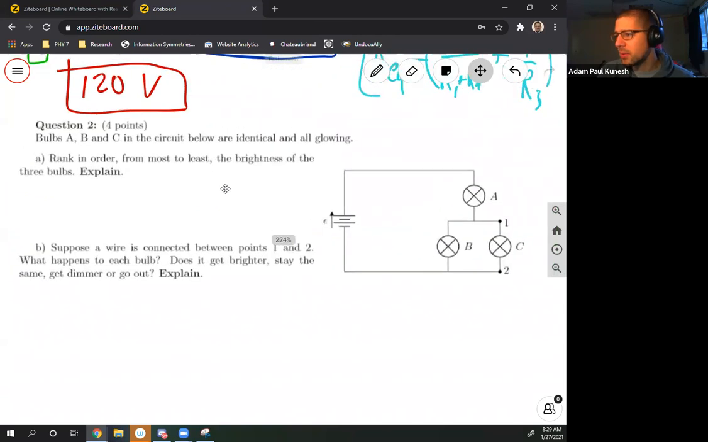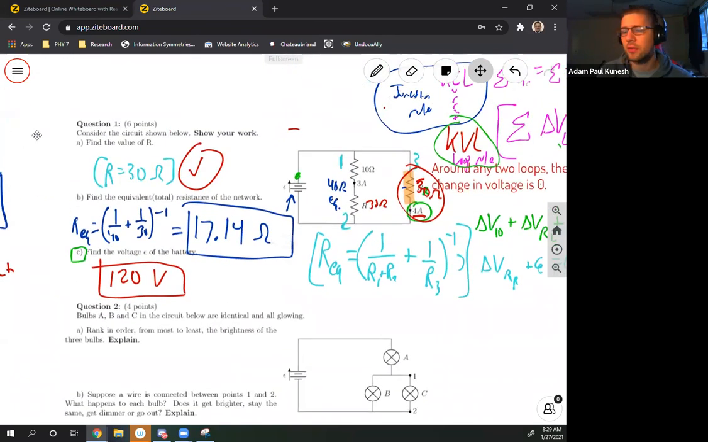Question 2, this one's maybe a little bit more theoretically interesting. Question 1 was kind of just cranking through some resistor addition.